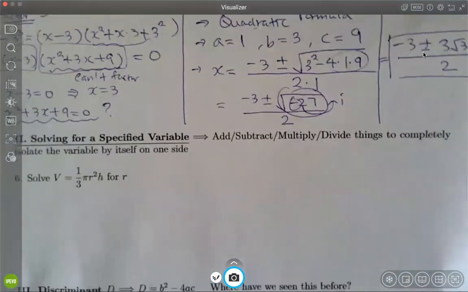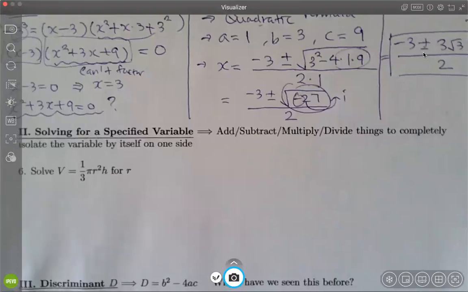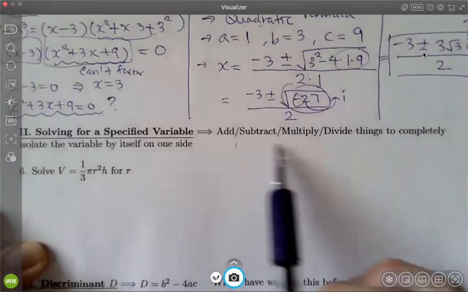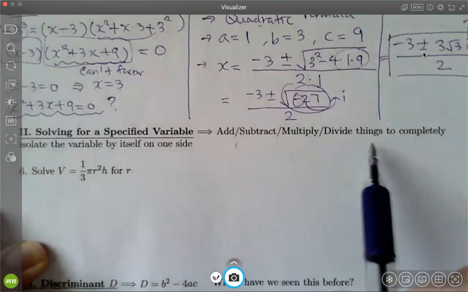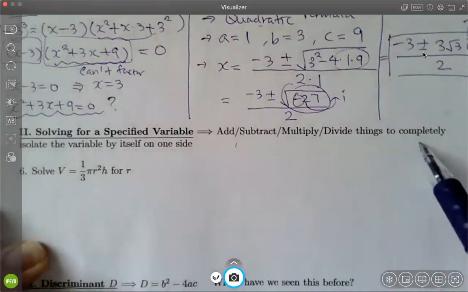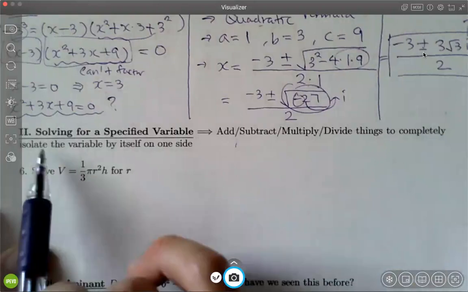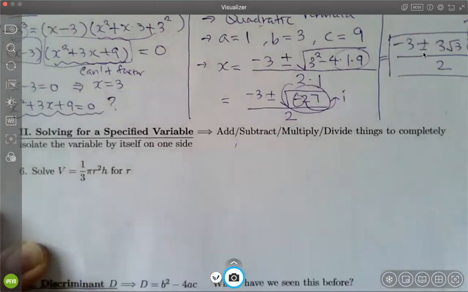Now application number 2. Solve for a specified variable. Hopefully all of you have seen this before. Basically, what's your goal? There will be multiple letters. There will be numbers, but on top of that, there will be lots of letters, and you have to add, subtract, multiply, divide letters or numbers until you isolate that target variable by itself on one side. Hopefully you remember that.